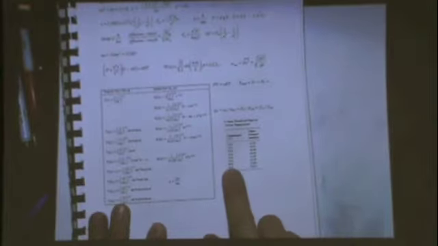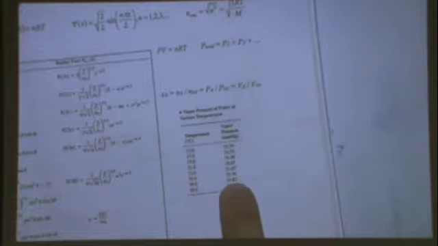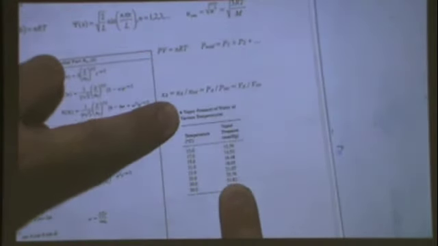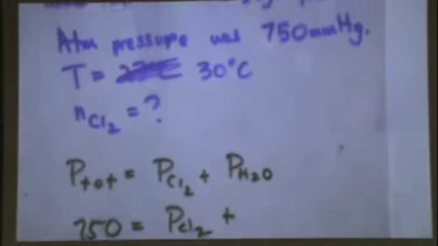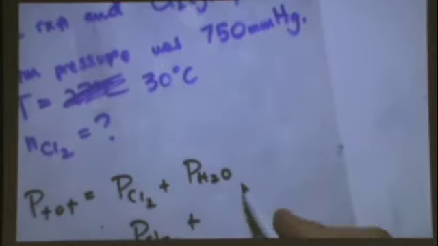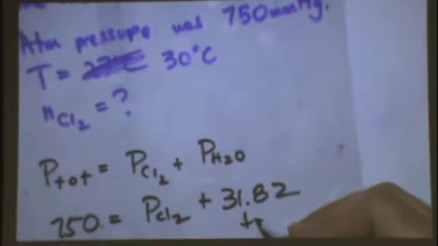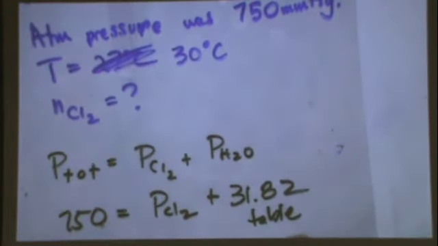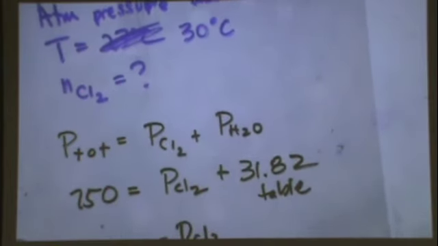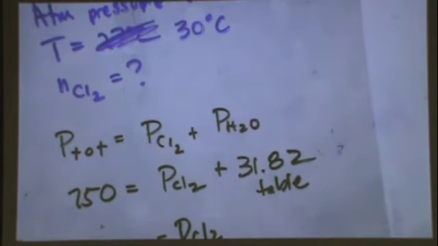You go over here and you look at this table. I'll zoom in so it's easier to see. At 30, the partial pressure, or what we call the vapor pressure of water, is 31.82. Remember that number for a moment. 31.82. That is this number right here. So this is straight from the table, remember that table. And I want to solve for PCl2, or the partial pressure of Cl2. 750 minus about 32, that's 18. Is that right?